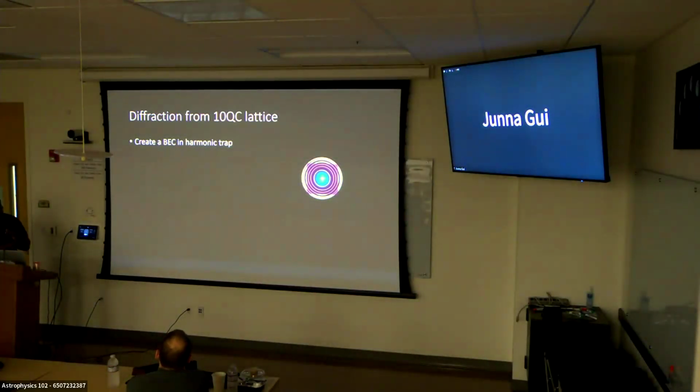So, we're building our experiment up right now. There are a number of things we want to do. We haven't done them yet, but I want to tell you about some of the stuff we want to do. So what are we going to do first? We will create our BEC in a harmonic trap using the steps that I told you about. This is almost my BEC. This is my thermal gas that I'm evaporatively cooling to BEC.